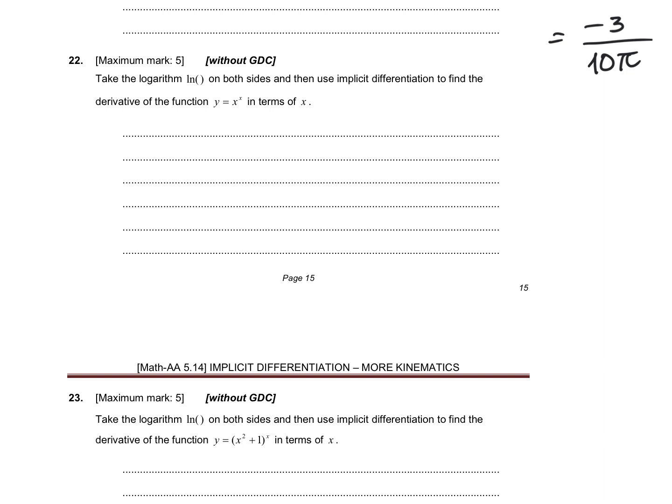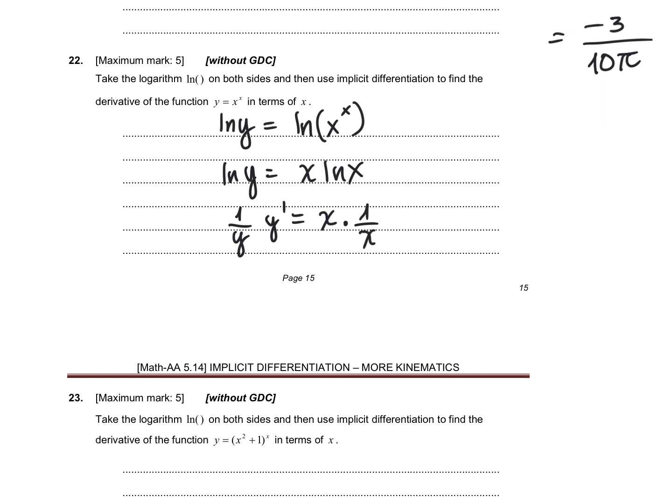All right, so take the logarithm of both sides and then use implicit differentiation to find the derivative of the function y equals x to the x in terms of x. So if we take the natural log of y and the natural log of x to the x, the x comes down, and now we want to take the derivative. So we're going to have 1 over y times y prime equals first times the derivative of the second plus the derivative of the first times the second.